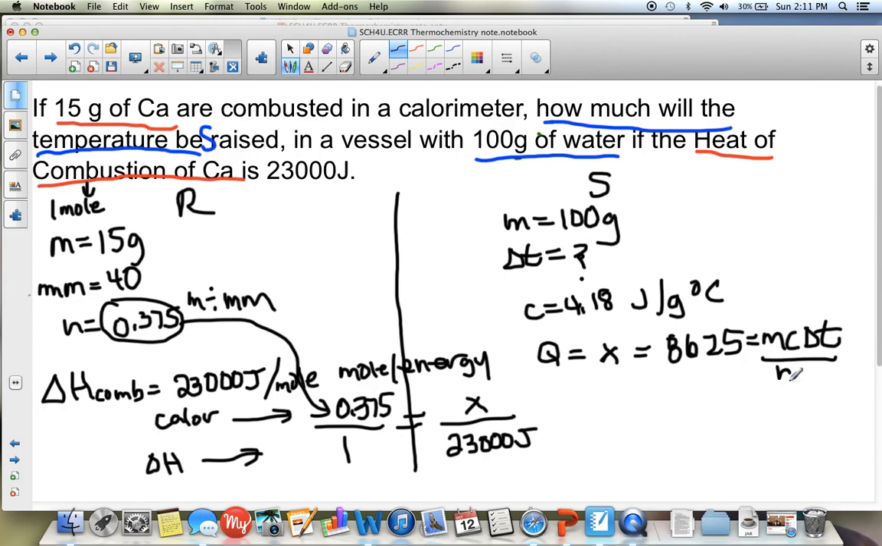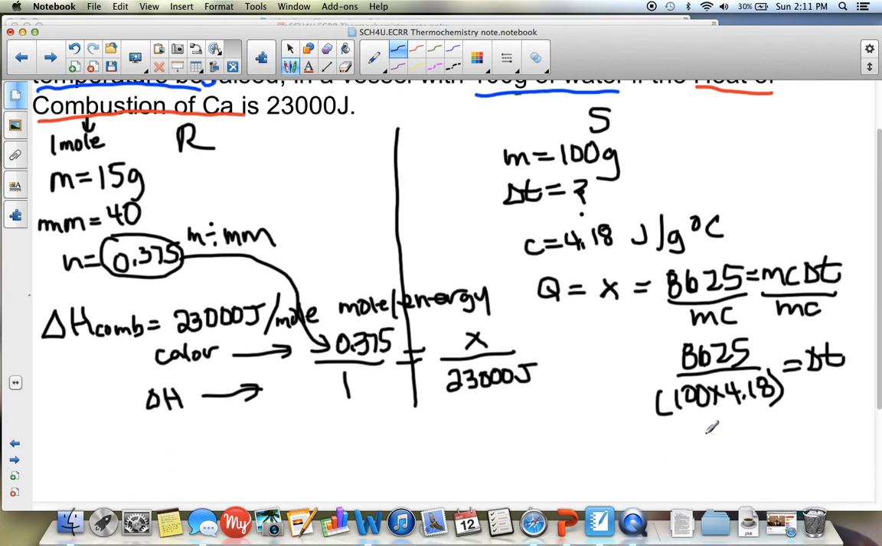Okay, then we isolate our unknown, and in this case, our delta T.